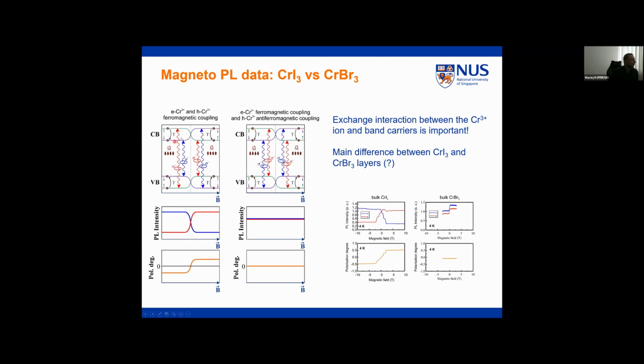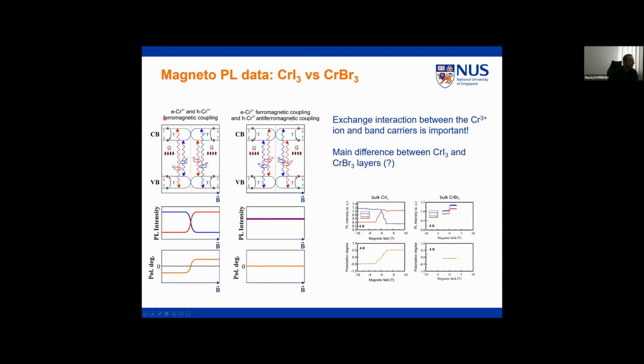So you may consider different scenarios. For instance, you can consider that electrons and holes are coupled to the magnetic moment of the chromium atoms via the same type of coupling, for instance, ferromagnetic. Or you can have a situation where the electron and hole are coupled to the magnetic moment of a chromium atom in the opposite fashion. So one is coupled ferromagnetically, the other is coupled antiferromagnetically. And that creates different types of optical selection rules.